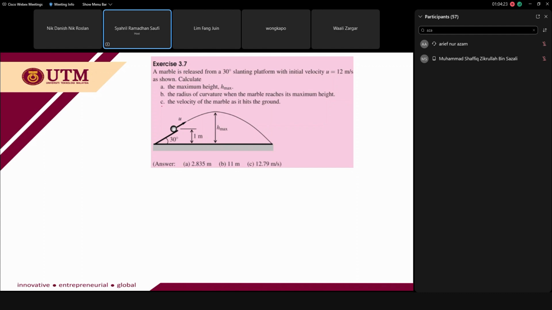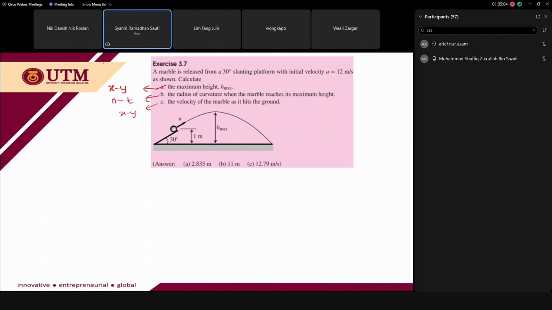So you may notice that for question A, maximum height is actually XY analysis, and then question B, radius of curvature, is for NT analysis. And then you need to determine the velocity of the marble as it hits the ground, so you can use XY analysis here. So it's a combination. In the test or exam, you will have problems that are a combination of axes. So you need to understand that.